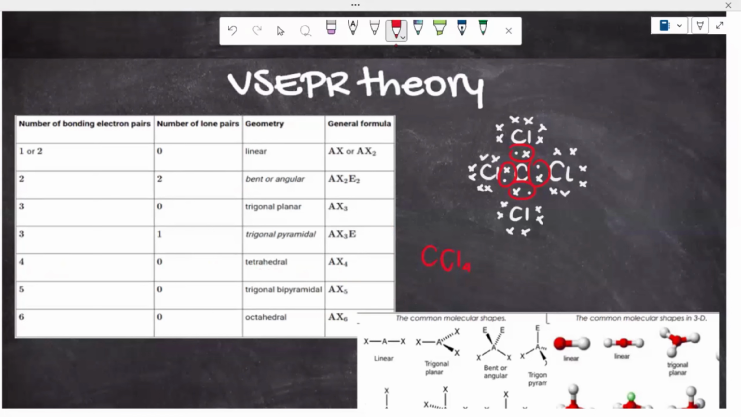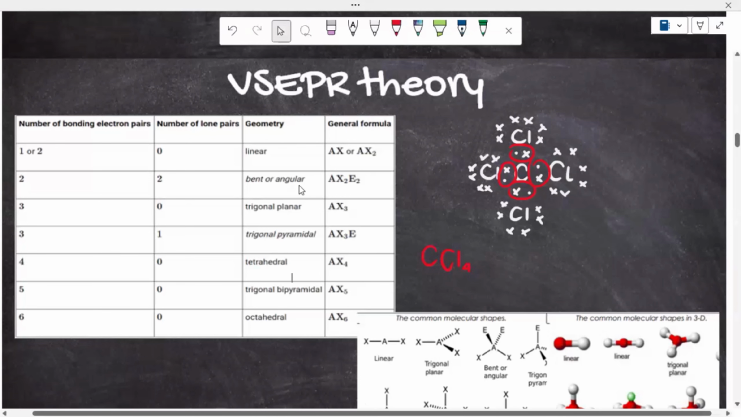But honestly, the more you practice, the more familiar you get with understanding how many lone pairs there are and bonding pairs, and also the general formula, it really isn't that scary. So the more practice you do, the more you'll get comfortable with it and the more it will make sense to you.